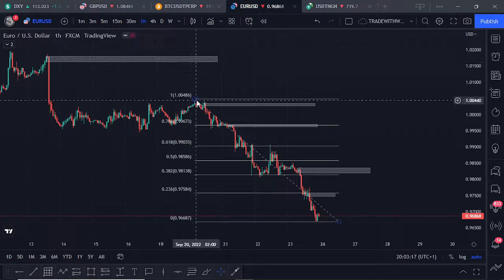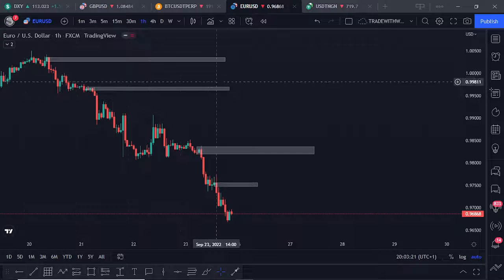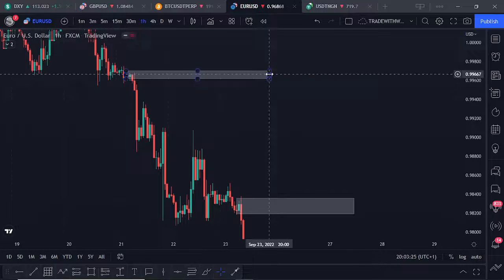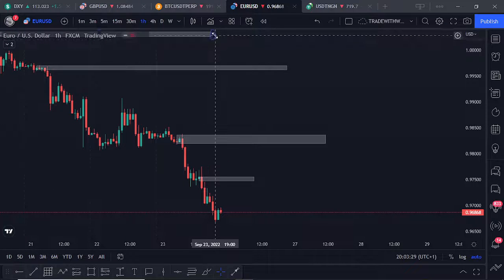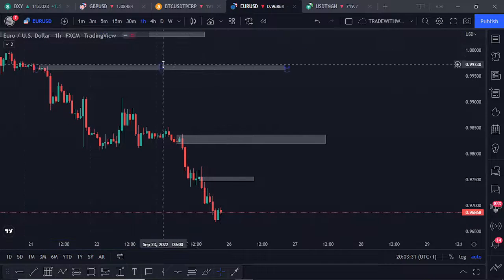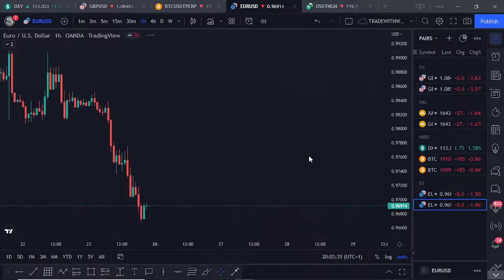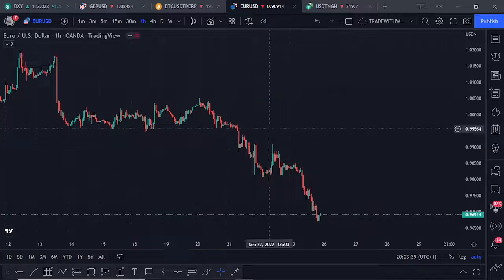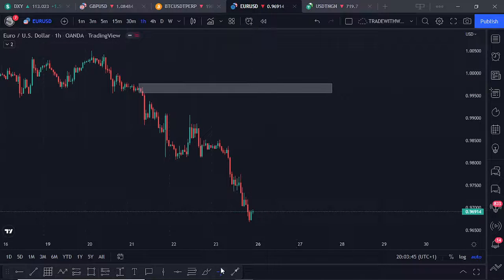So that is one confluence for this supply zone over here. This is a high probability supply zone because it's already on the 0.7 Fibonacci level. Something is telling us that this supply zone here is a high probability supply zone. Let me delete everything I have over here. So the supply zone is somewhere here.